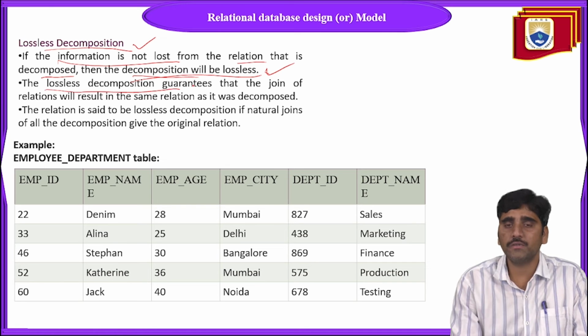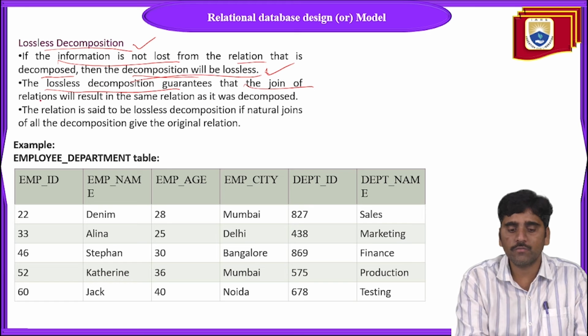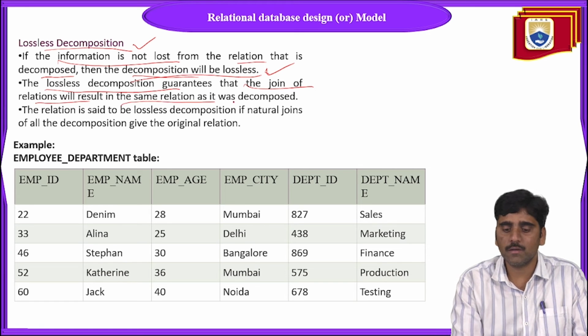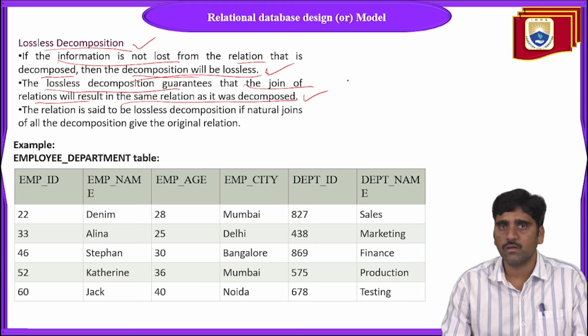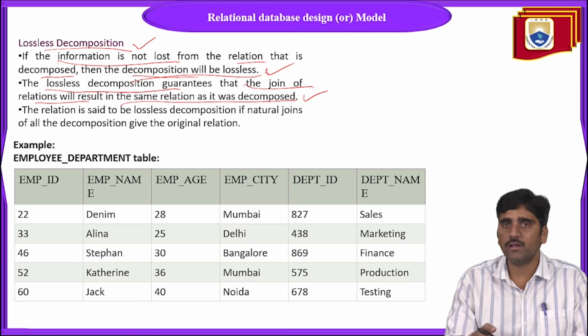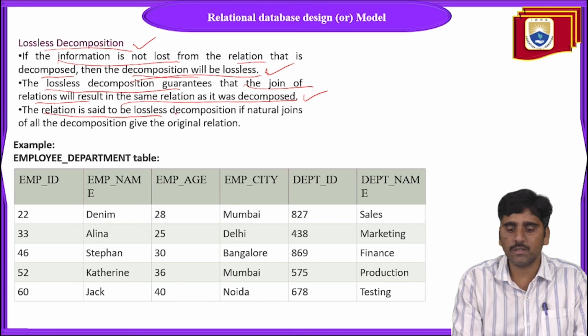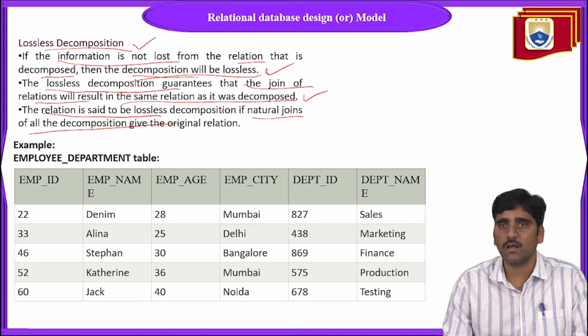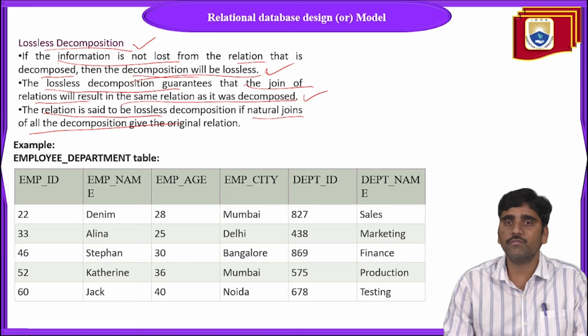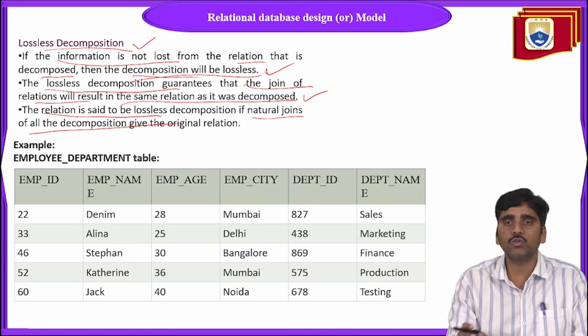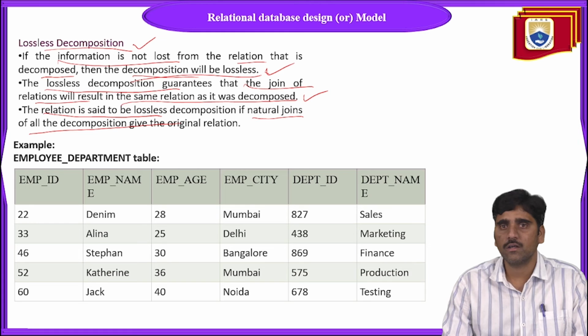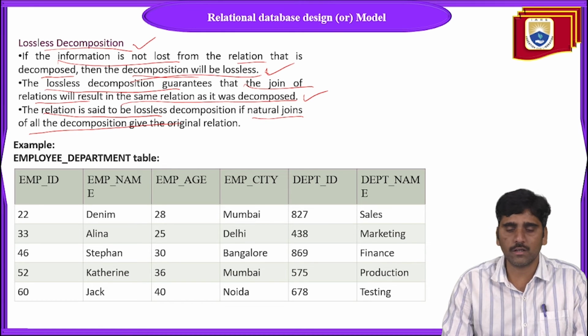Lossless decomposition guarantees that the join of the relations will result in the same relation as it was before decomposition. By performing the join operation on those two tables, we will get all the values from the previous table. The relation is said to be lossless if the natural join of all the decomposed relations gives the original relation. So if we do the natural join operation on those two tables, we acquire the original table values.